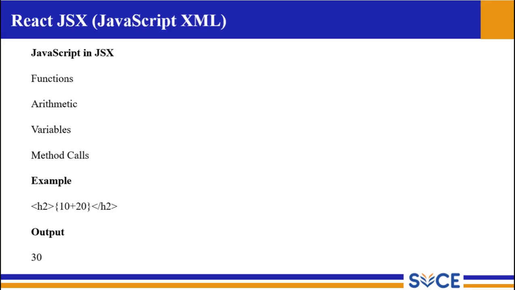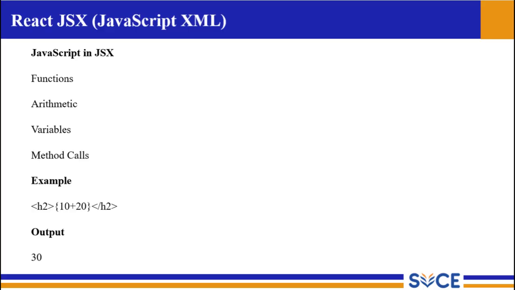JSX is not limited to displaying variables alone. In fact, it allows us to use almost any JavaScript expressions inside the curly braces. This is one of the reasons why React is so flexible and widely used for building dynamic web applications. First, let us understand what a JavaScript expression is. An expression is any piece of JavaScript code that provides a value. Since it returns a value, React can evaluate it and display the result on the screen.